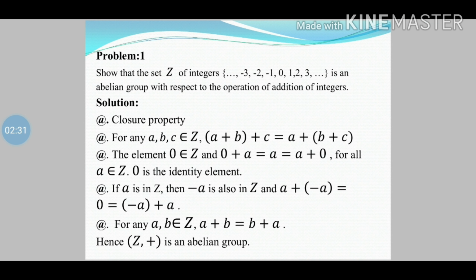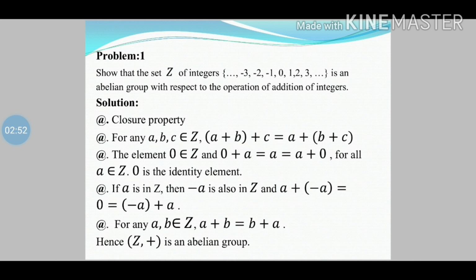Here is a problem. We consider the set Z of integers, that is the set of all elements ..., minus 3, minus 2, minus 1, 0, 1, 2, 3, and so on. Now Z is an abelian group with the operation addition. So we want to check that Z under addition satisfies the four properties.